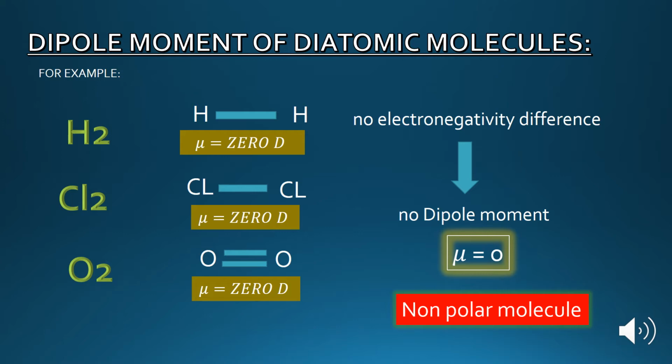Now, in the case of chlorine, a similar situation arises, that the net dipole moment will be zero because of two similar atoms. Now look at here, in case of oxygen, again we have two similar atoms and there is no electronegativity difference present between these two atoms. So as a result, the net dipole moment will again be zero and the molecule is a non-polar molecule. Remember that in case of a non-polar molecule, the dipole moment will always be zero.